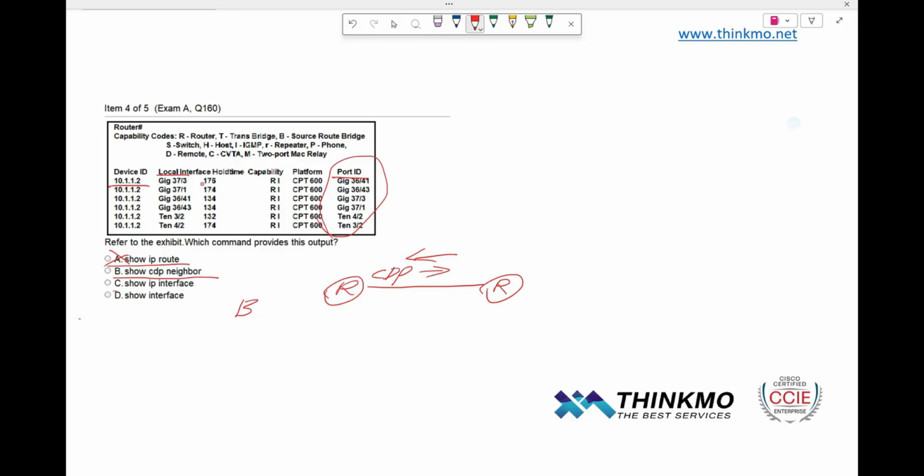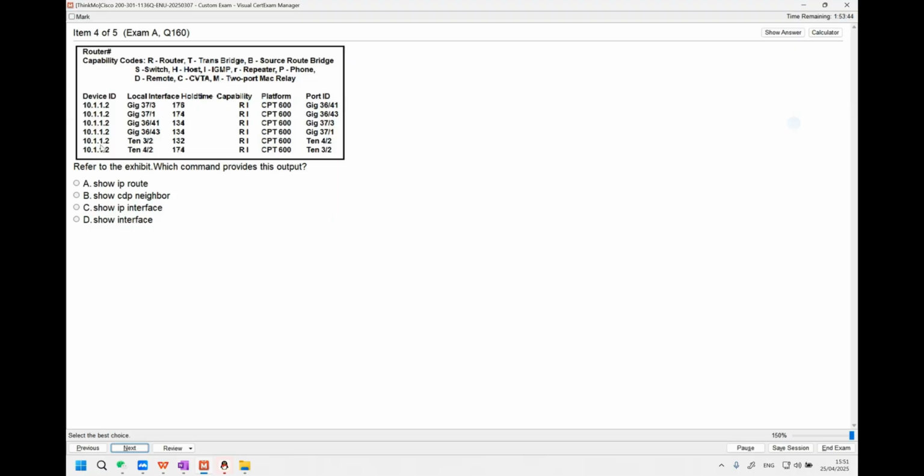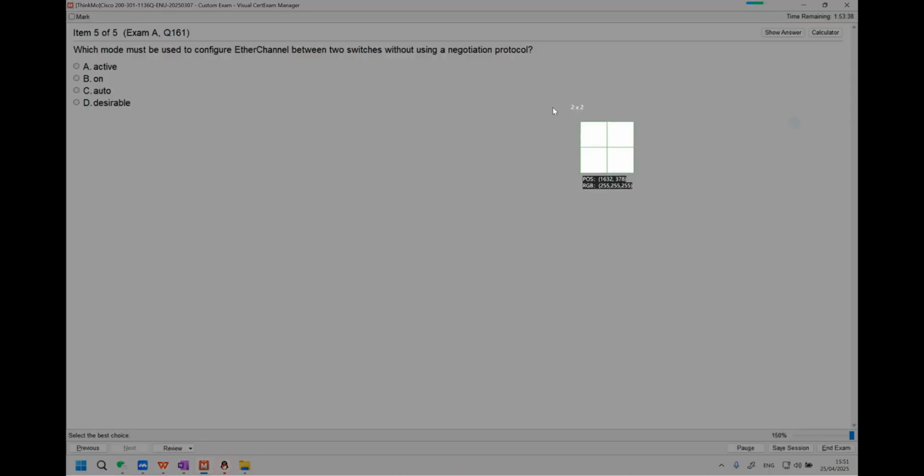B, right? And then show IP interface is definitely incorrect. And this one is even more wrong. Show interface just checks the physical interface, while this one checks the configuration on the logical interface. So for this question, the correct answer is B. All right, now question 5.